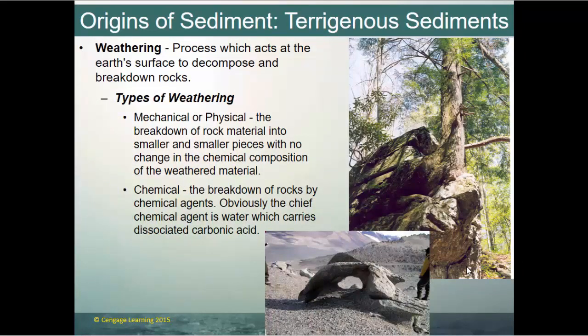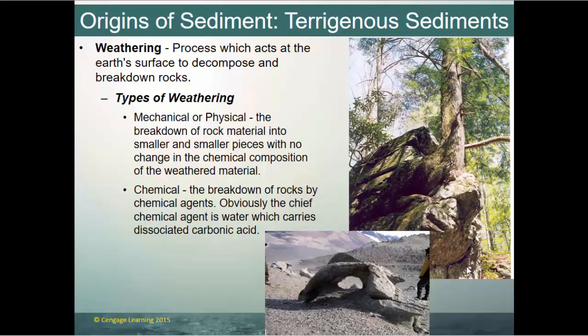Where do we get sediment? If we're talking about terrigenous sediment, we get that from the weathering of continental rock. Weathering is the process which acts at the Earth's surface to decompose and break down rocks. There's a couple different types of weathering: mechanical or physical weathering and chemical weathering. Mechanical or physical weathering is the breakdown of rock material into smaller and smaller pieces with no change in the chemical composition of the weathered material.